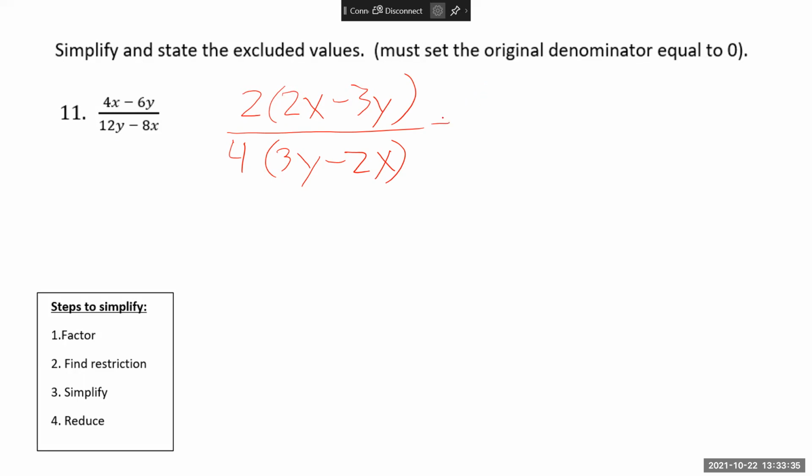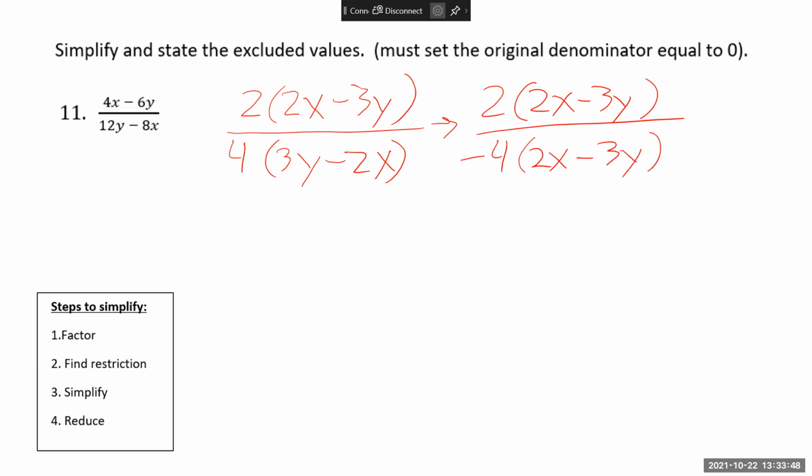You can do it on the top or the bottom. I'm going to leave the top as it is: 2 times 2x minus 3y. And I'm going to take out a negative on the bottom, so that then it becomes a positive 2x and a negative 3y, right? Factoring a negative out of both of those so that I can switch their places and their signs.